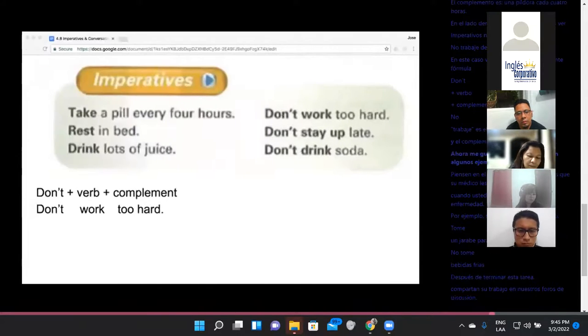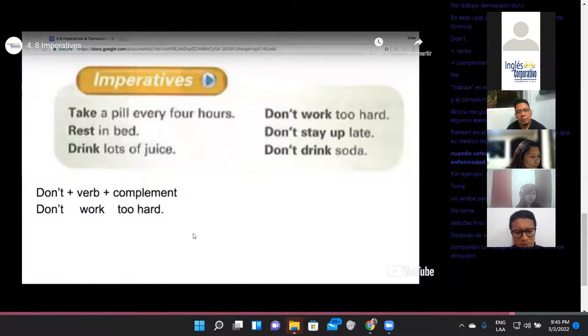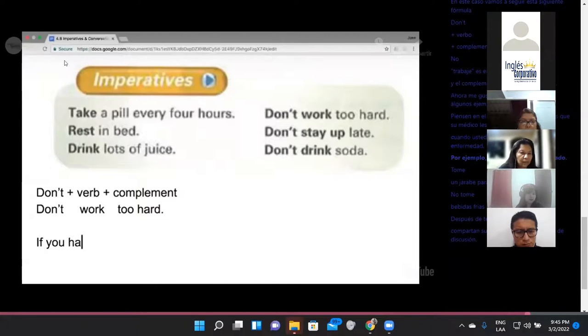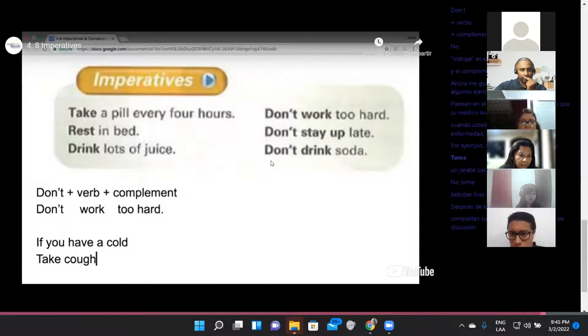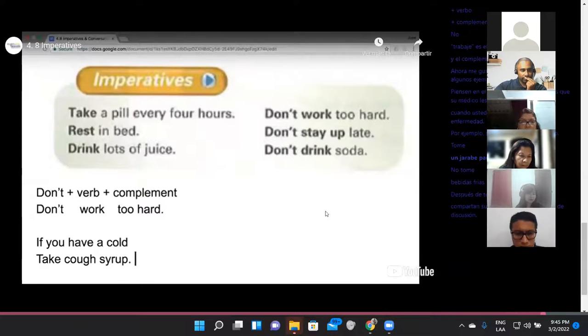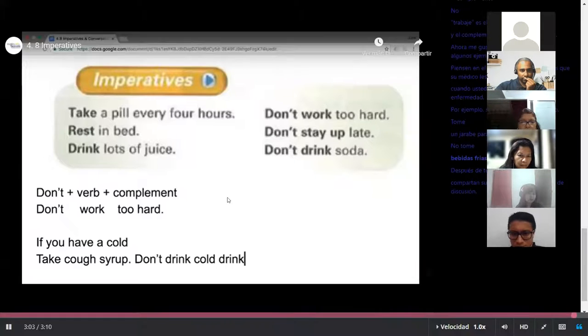Now, I would like for you to give some examples of your own. Think of the advice or instructions that you or your doctor give whenever you have some kind of illness. For example, if you have a cold, take cough syrup. Don't drink cold drinks.